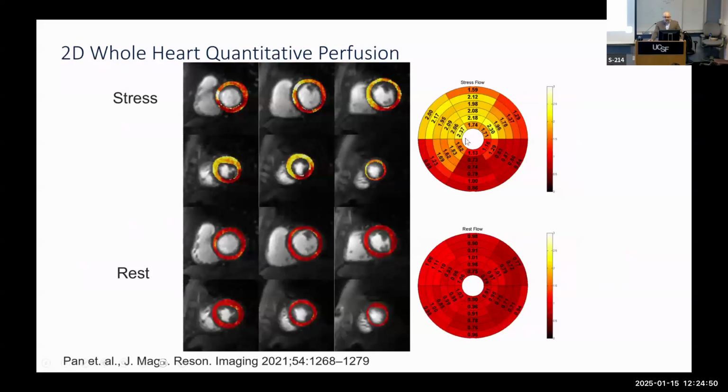And when we look at the quantification here, again, the worst stress flows are in the inferior wall, but they're abnormal also in the circ and sort of borderline in the LAD territory, which would go along with the disease that I just showed you there. The circ looked a little bit worse than the LAD.